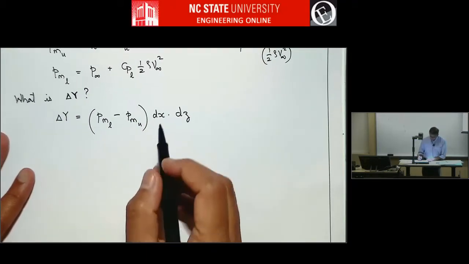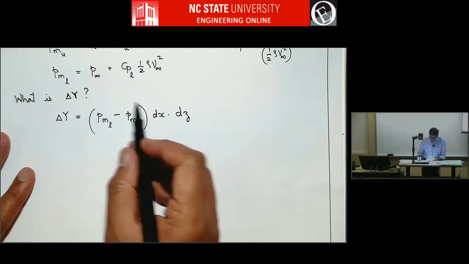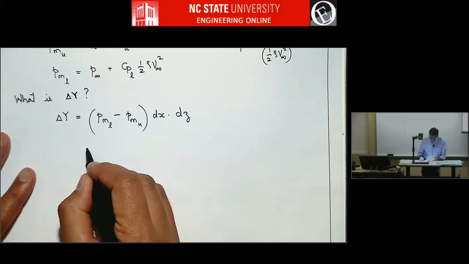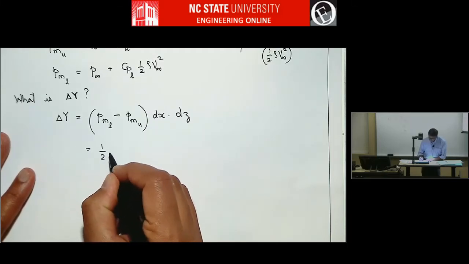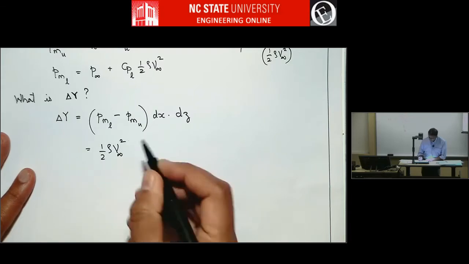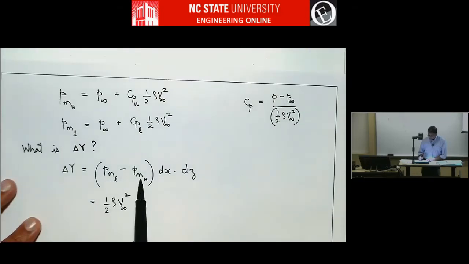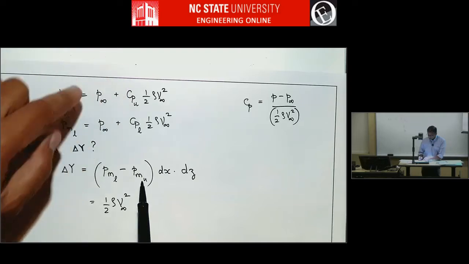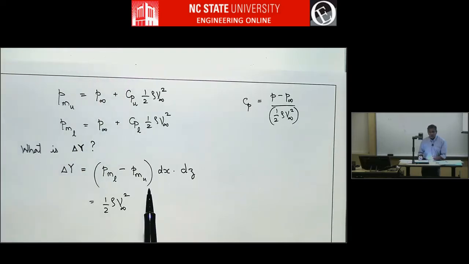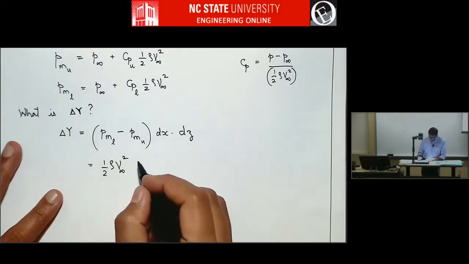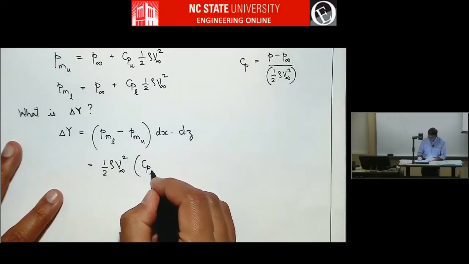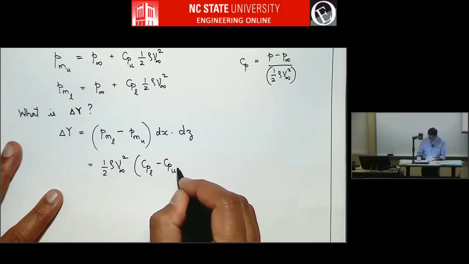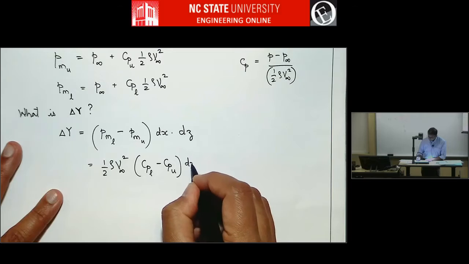And so this is the delta y. Now let's write it in coefficient form. And so that is half rho V infinity squared. So when you put the PML, PMU equations from here, the P infinities will cancel. So half rho V infinity squared times CPL minus CPU times dx dz.